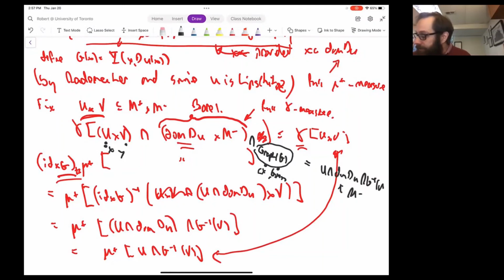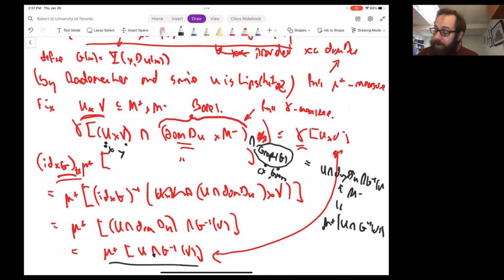And then this is a set of full measure, and so this somehow agrees with this. Yeah, right. Since it's cross M minus, and since the left marginal of gamma is mu plus, that then becomes mu plus of U intersect G inverse of V. And so that agrees with this. So basically what I just checked was that this push forward here agrees with this gamma that we know is a Kantorovich solution. And so this push forward is a Kantorovich solution. Any other Kantorovich solution, this push forward would also agree with, so the Kantorovich solution is unique.